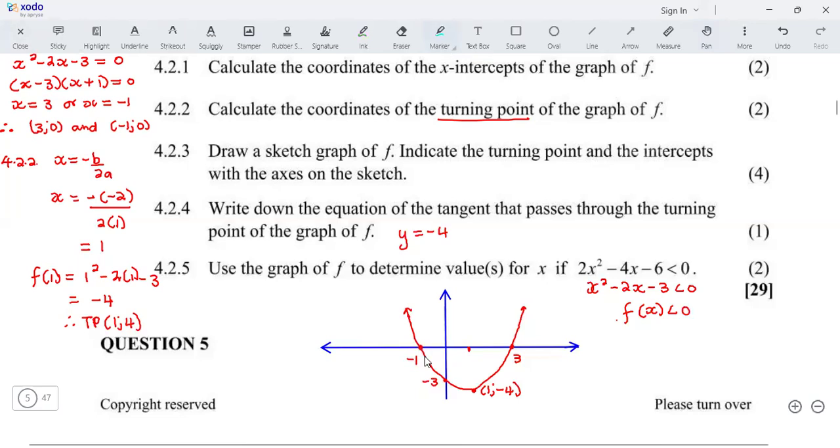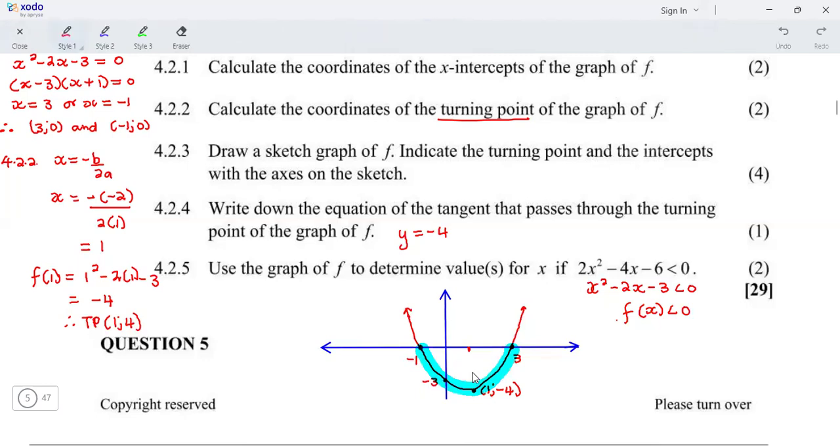So now if we focus on this portion here, we can see that this is where the graph is below the x-axis. So we're going to say it's from -1 to 3. So we're going to say it's whereby x is greater than -1 but less than 3. Or someone could have written it in another option, from -1 until 3, and you use circular brackets. All right, so we are done with this question here.